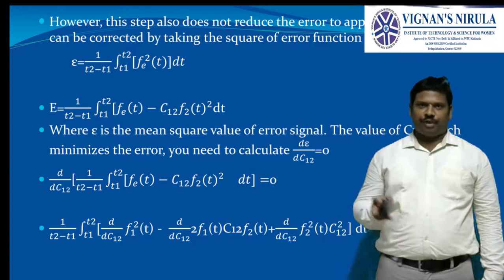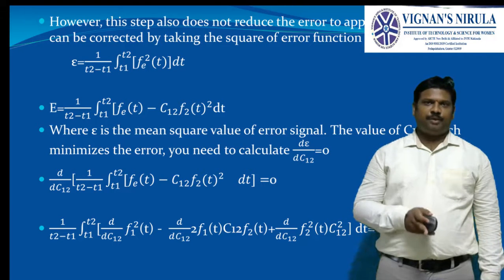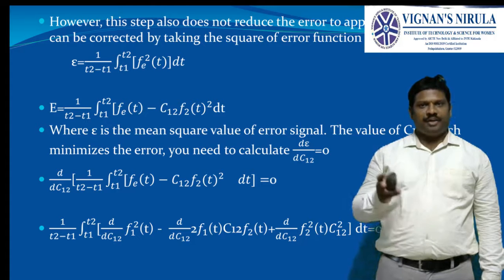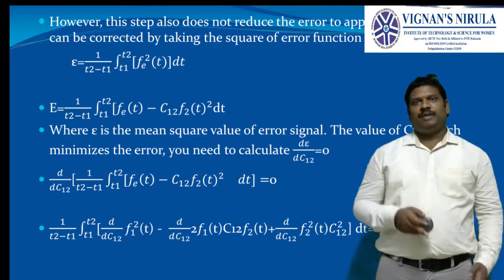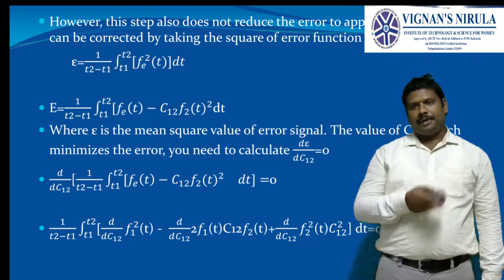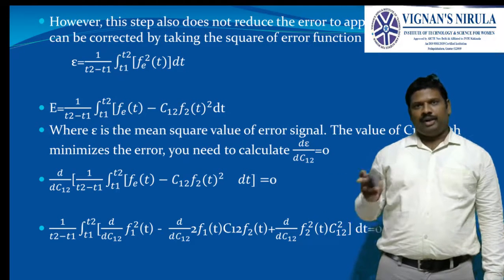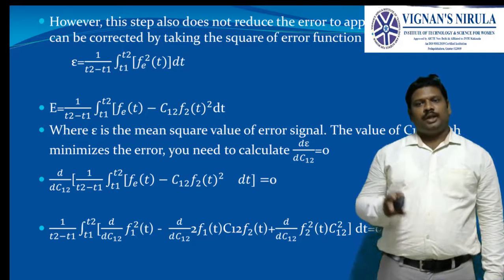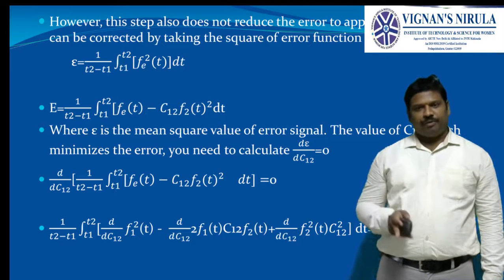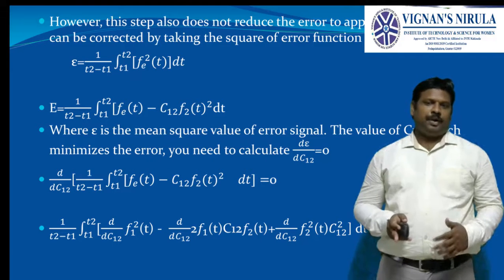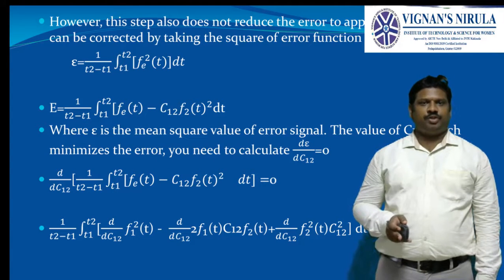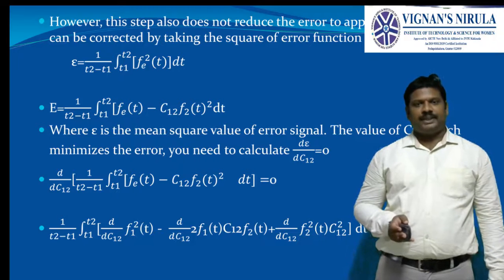Here 2 into f1 of t, f2 of t are the constants, and c12 will be the variable varying with respect to c12. Therefore, while differentiating we will get a 1 here, remaining all are constants. In the third term, we have c12 square. While differentiating that c12 square, we'll get 2c12. This particular 2c12 is the third term, and f2 square of t dt will be present for the integration purpose.